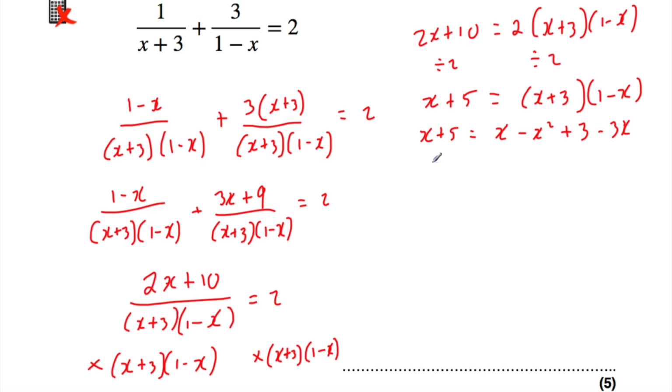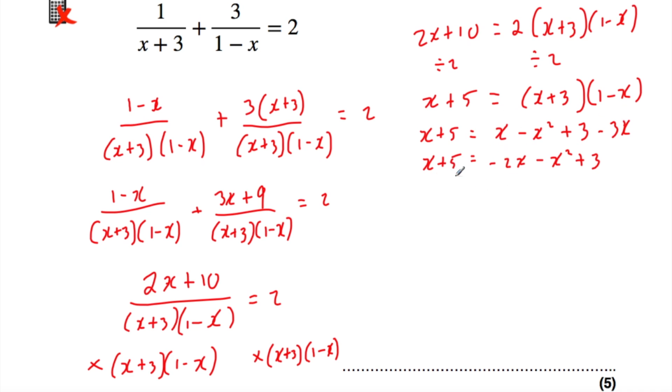And let's simplify it. So the left-hand side will stay as x plus 5. And the right-hand side will be, we've got x minus 3x. Well, x minus 3x would be minus 2x. And then we've got our minus x squared. And then we've got our plus 3. So we've just taken the 3x's away from the 1x to leave us with minus 2x.